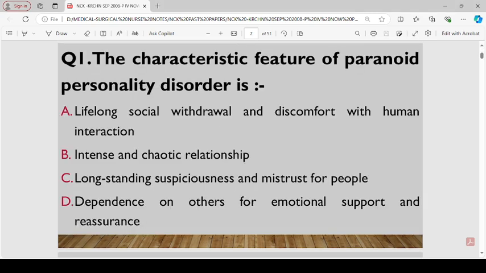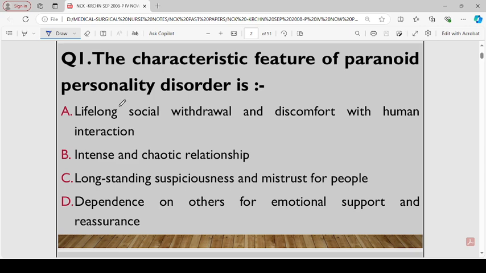First question: a characteristic feature of a paranoid personality disorder is... We have, of course, 9 groups of personality disorders, and we can try and review some of this. Option A, someone having lifelong social withdrawal and discomfort with human interaction. This one will be more of a schizoid personality, right? So this one is more of a schizoid nature.